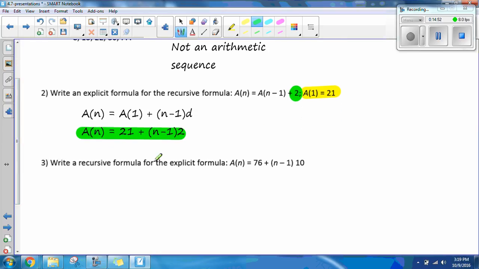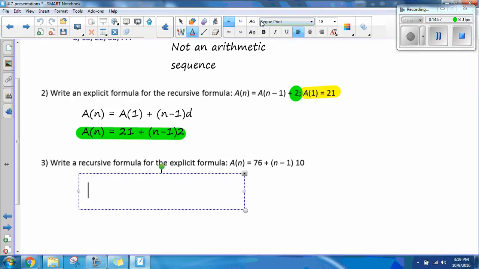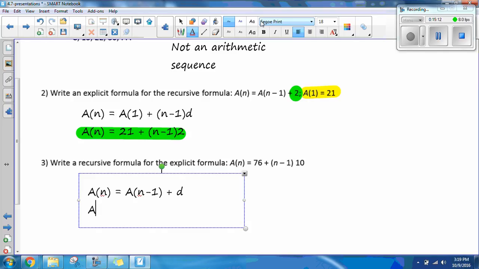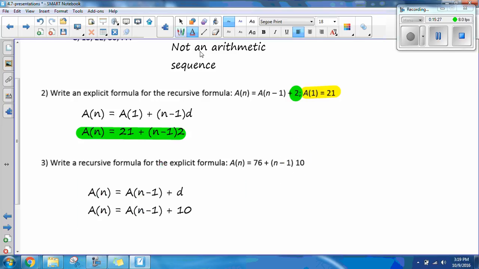Write a recursive formula for the explicit formula. So remember, our recursive formula depends on the previous term, and we're not just looking for the nth term value. So it has to be related to the previous term plus the common difference. Well, I know the common difference is 10 because that is in my explicit formula here.